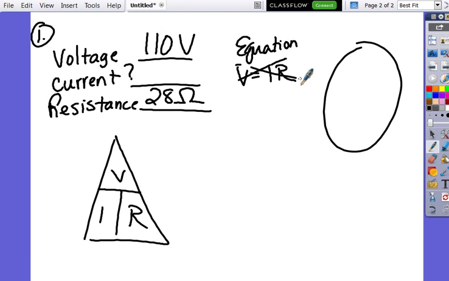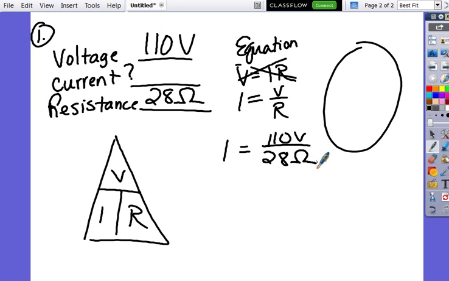And my current abbreviation is which one? V, I, or R? I. So if I am looking for I, what formula am I going to use? V divided by R is exactly right. So my voltage is 110. So I is equal to 110 volts divided by my resistance of 28 ohms, right? So what's 110 divided by 28? 3.92. So I'm just going to round it to 3.9, and I'm going to be done.